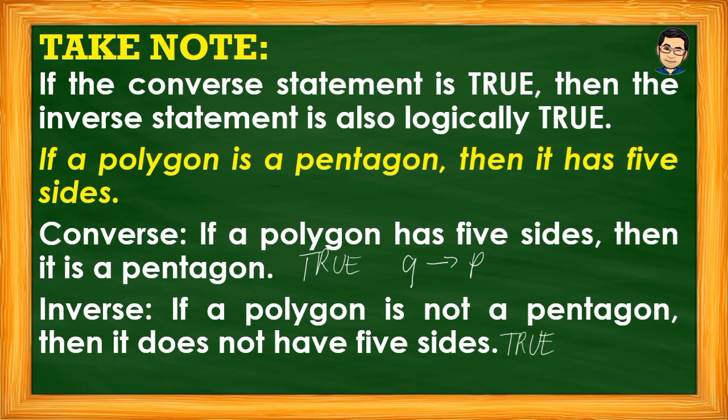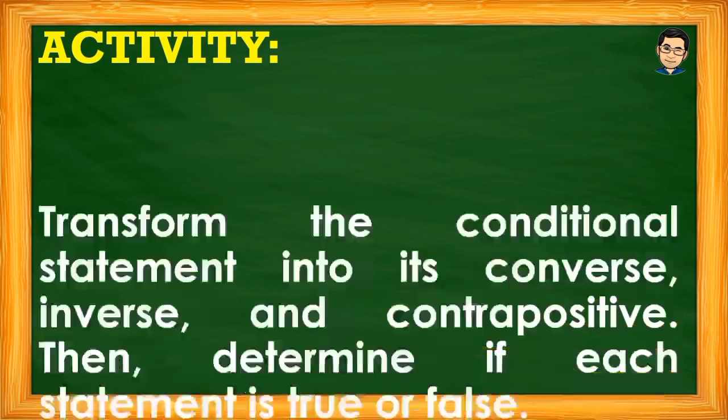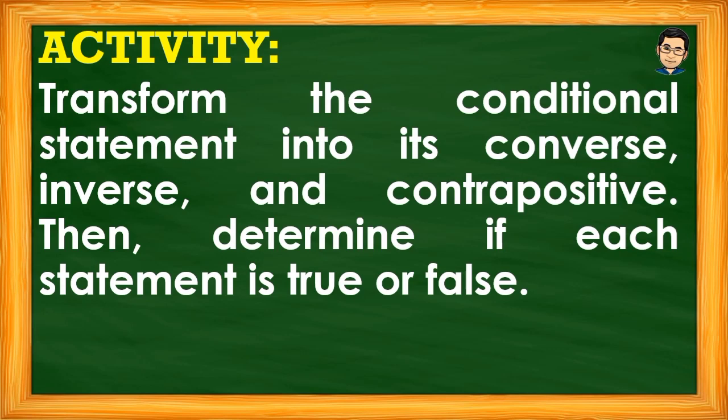So, ito naman, ang gagawin natin dito, negation P implies negation Q. As you can see, meron tayong mga negation words na nilagay. So, for the activity, transform the conditional statement into its converse, inverse, and contrapositive. Then, determine if each statement is true or false. So, isusulat natin, i-transform natin yung given conditional statement sa kanyang equivalent converse, inverse, and contrapositive.